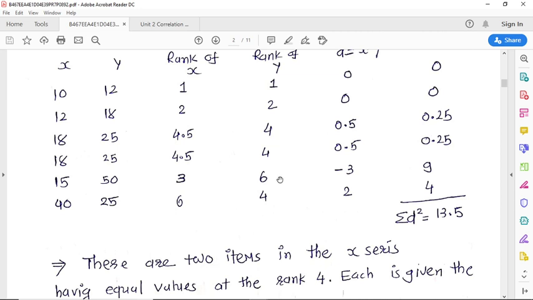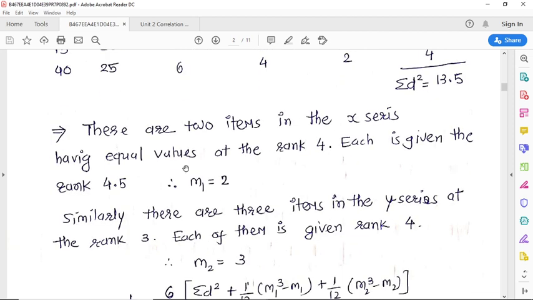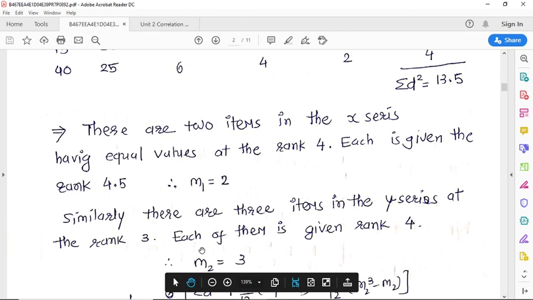There are 2 times in the x series having equal values, and that is the rank 4, and each is given the rank 4.5. So it is repeated 2 times in this rank of x. So m1 is equal to 2, and similarly 4 is repeated 3 times in the rank of y, means the series of y. So m2 is equal to 3.